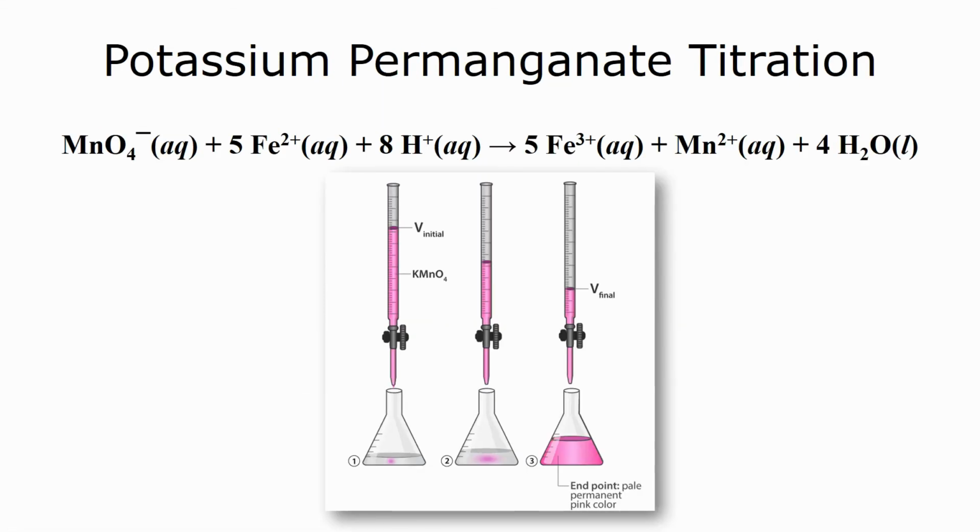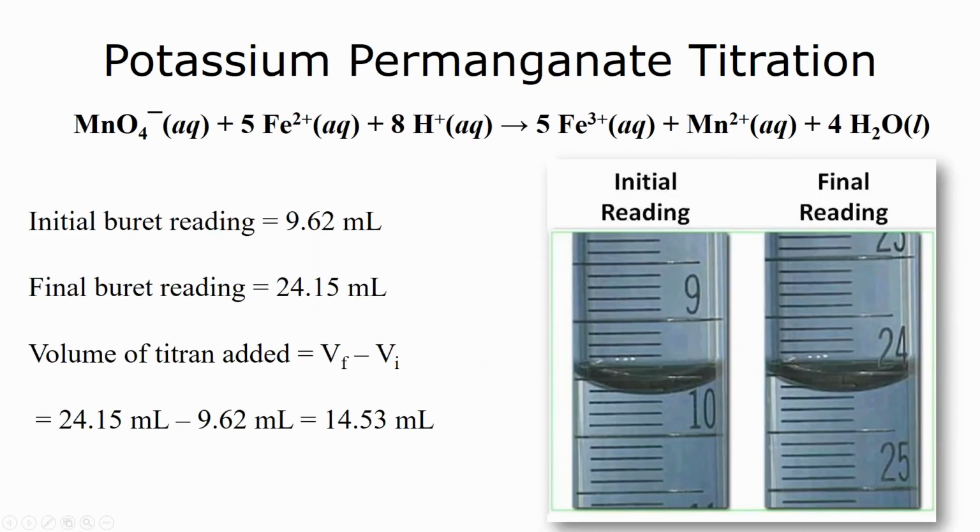In our last example, we're going to be titrating iron with potassium permanganate. In this calculation, we've added an additional step. We need to actually determine the volume of potassium permanganate that was added during this titration. Now, burettes look a little different. The graduation marks are actually in reverse. In order to determine exactly what volume of titrant you've added, you need to take the final burette reading and subtract from that the initial burette reading.